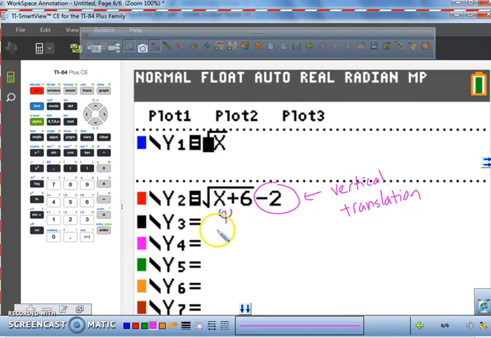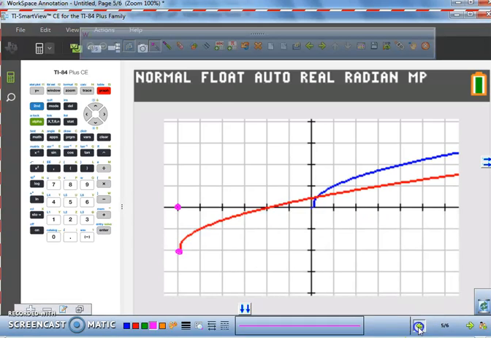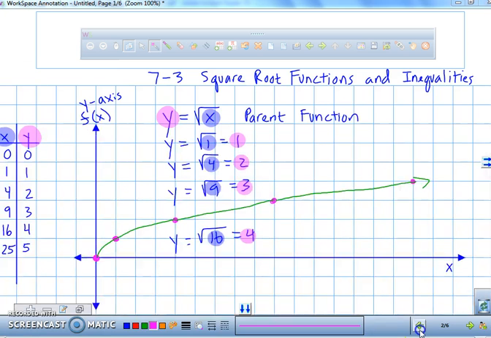What is this right here? What is that 6? What happened? That deals with a horizontal translation. So the numbers on the inside of the radical move the graph left to right, and the number right here on the outside of the radical moves it either up or down. Okay? So let's go back to our original graph, right here.